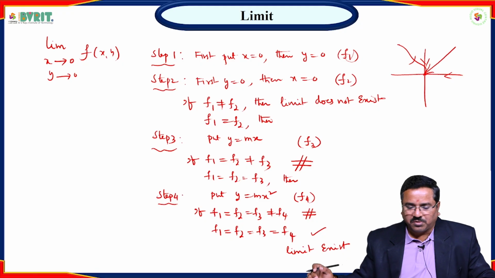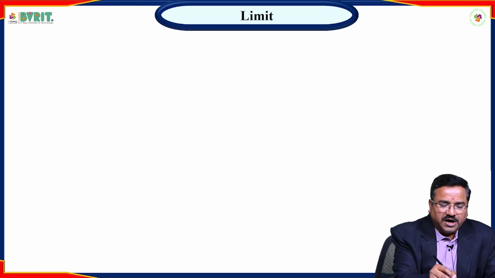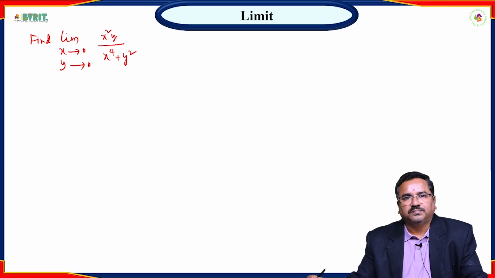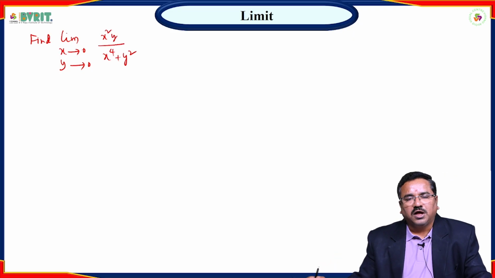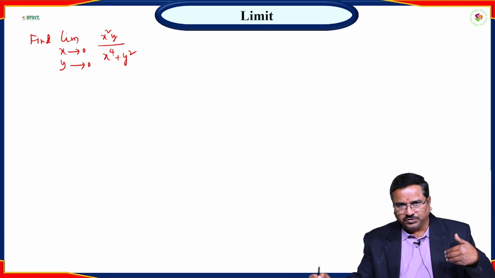Now we will do one problem. The problem is to find the limit as x tends to 0, y tends to 0, of x squared y. This is a limit about the origin. So how do we follow it? Whatever steps I have given, step 1, step 2, step 3, we can go through them.